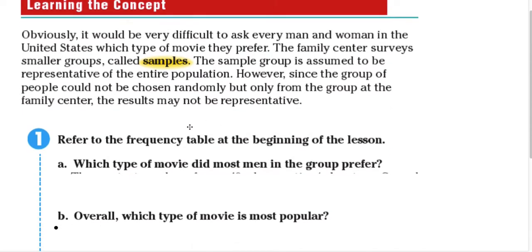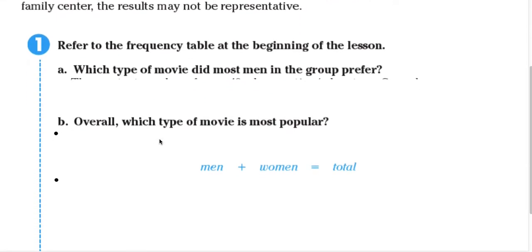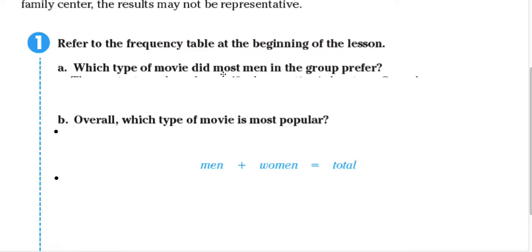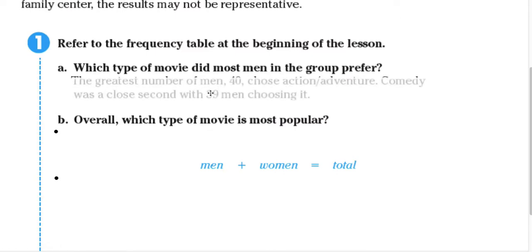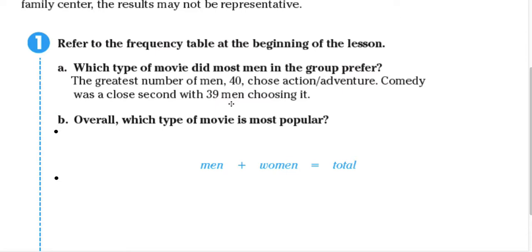Okay? So let's look at example 1 and refer to the table at the beginning of the lesson. Which type of movie did most men in the group prefer? Very simple answer. The greatest number of men, 40, chose action. Comedy was close with 39 men choosing it.